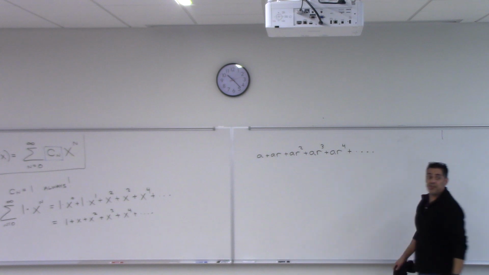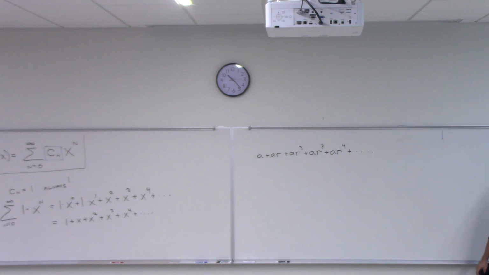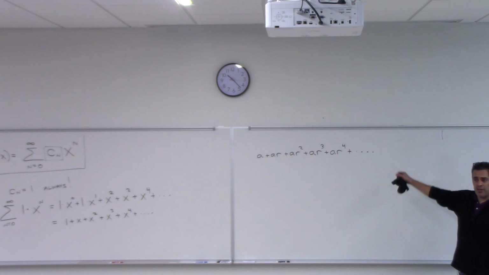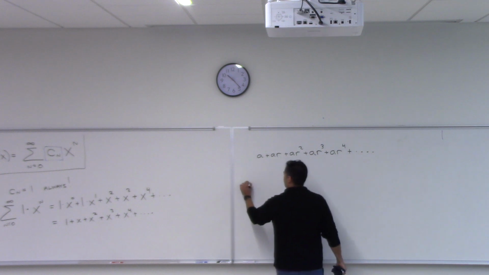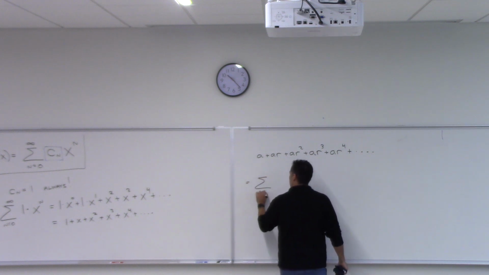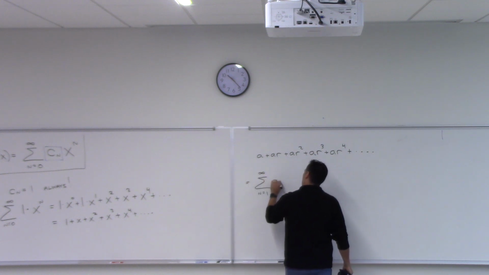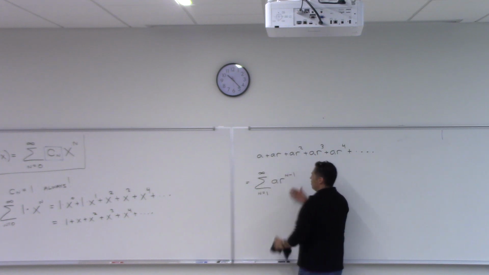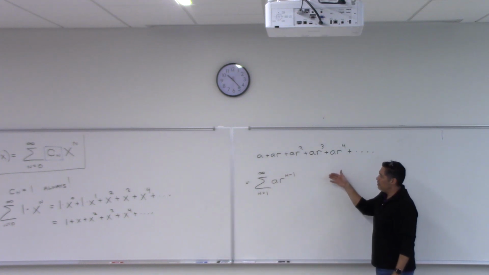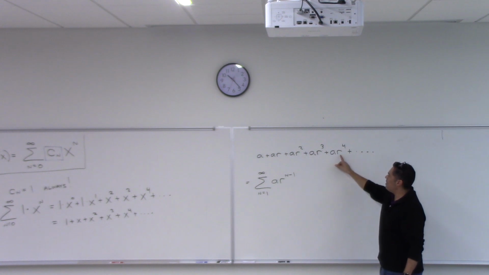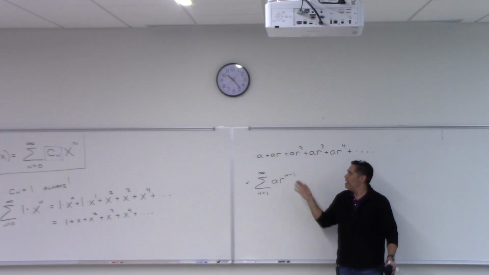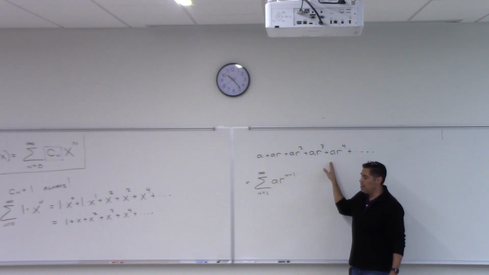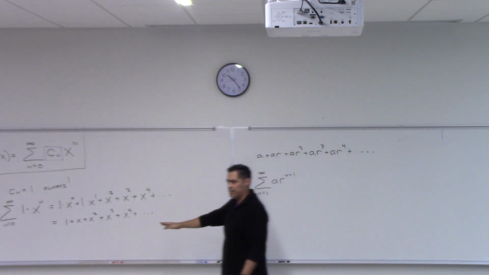Do you recognize that series? Geometric. This is what a geometric series is. If you go back and look in your notes, this is the sum from n equals 1 to infinity of a r to the n minus 1. This is a geometric series. Now, the r here is just some arbitrary number, and the a is some constant. Do you all see that that's exactly what this is?